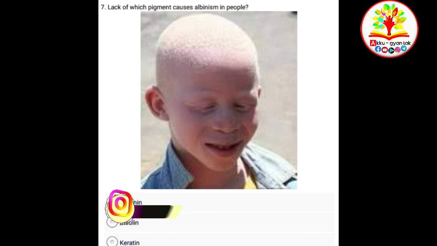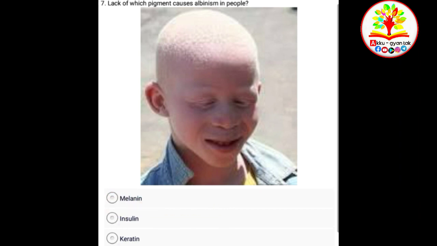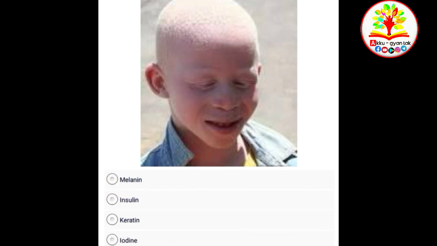Lack of which pigment causes albinism in people? A. Melanin. B. Insulin. C. Keratin. D. Iodine.